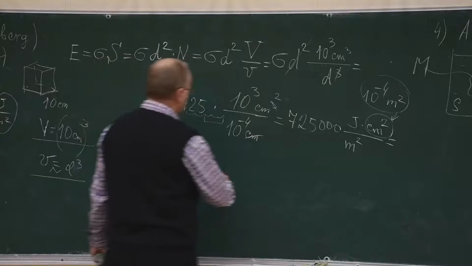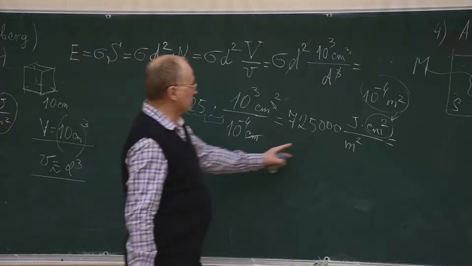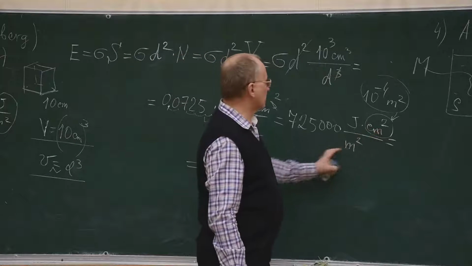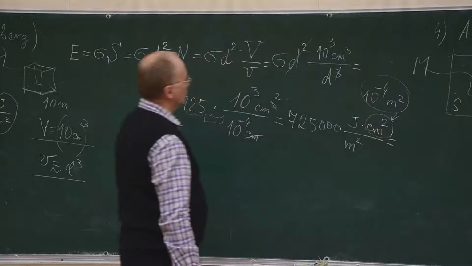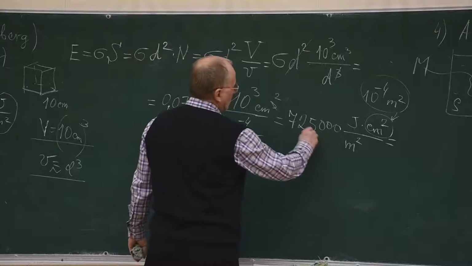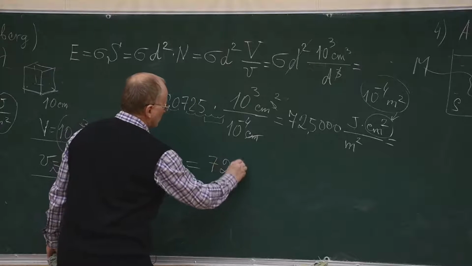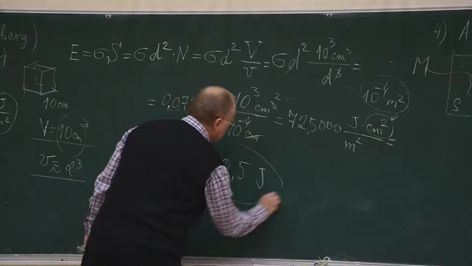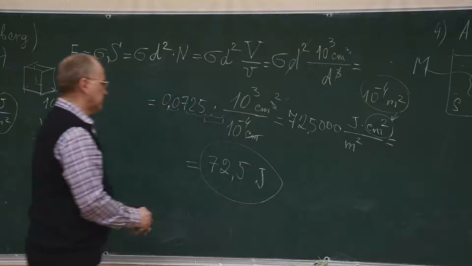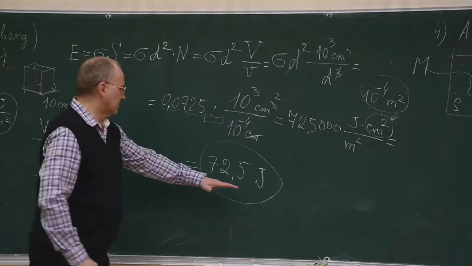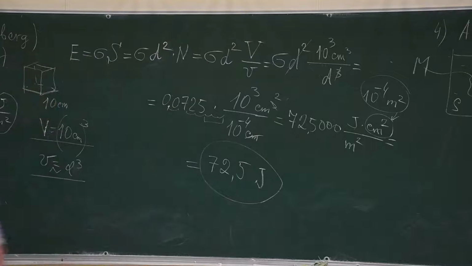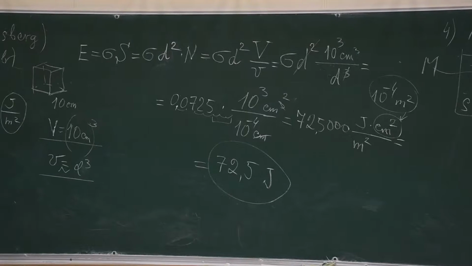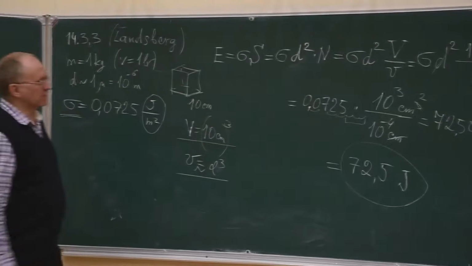And what we have as a result of all these calculations, we'll have to multiply this figure by 10 to the minus 4 power. And so here will be the decimal point, 72.5 joules. That's the energy needed to be spent. We need to spend so much energy to spray 1 kilogram of pure water into small droplets of small diameter, about 1 micron diameter.